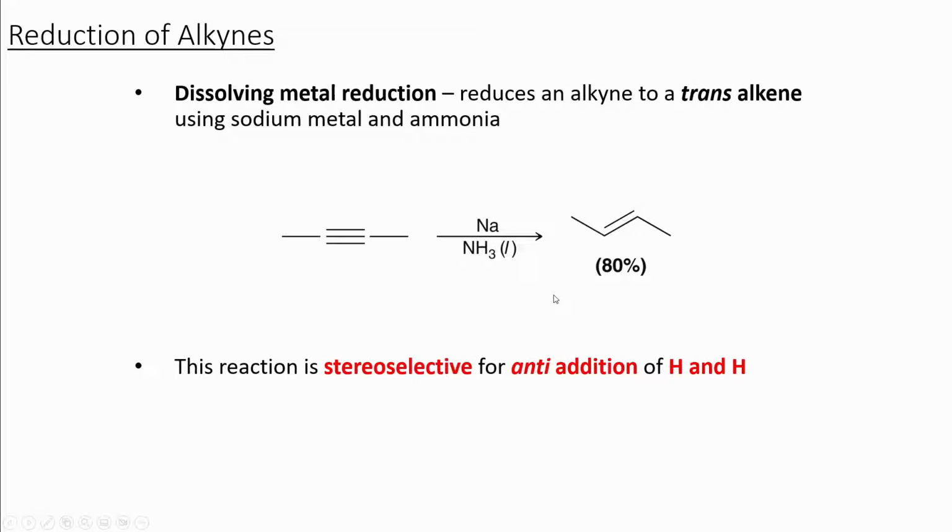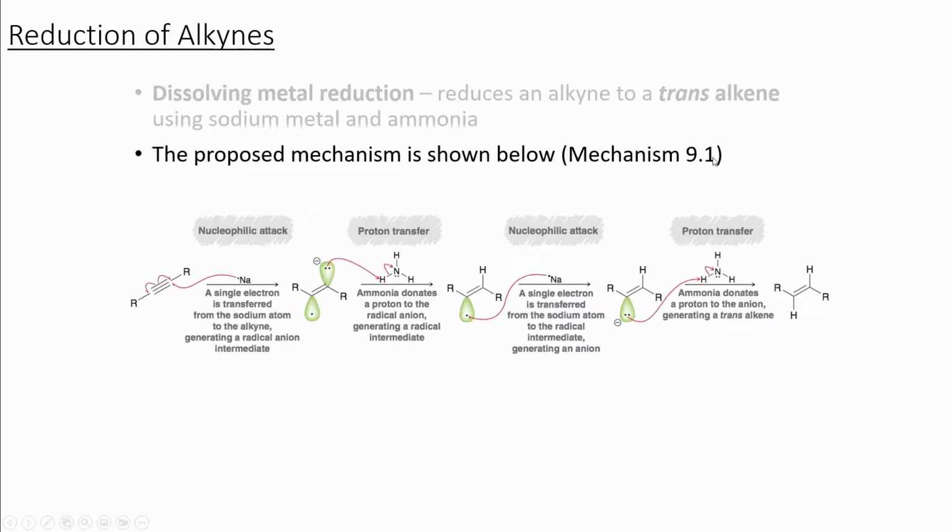If we would like to obtain the trans-alkene, we can use dissolving metal reduction. This will reduce an alkyne to the trans-alkene, and it uses sodium metal and ammonia. This reaction can be considered stereoselective for the anti-addition of the two hydrogens. A proposed mechanism for this reaction is shown.